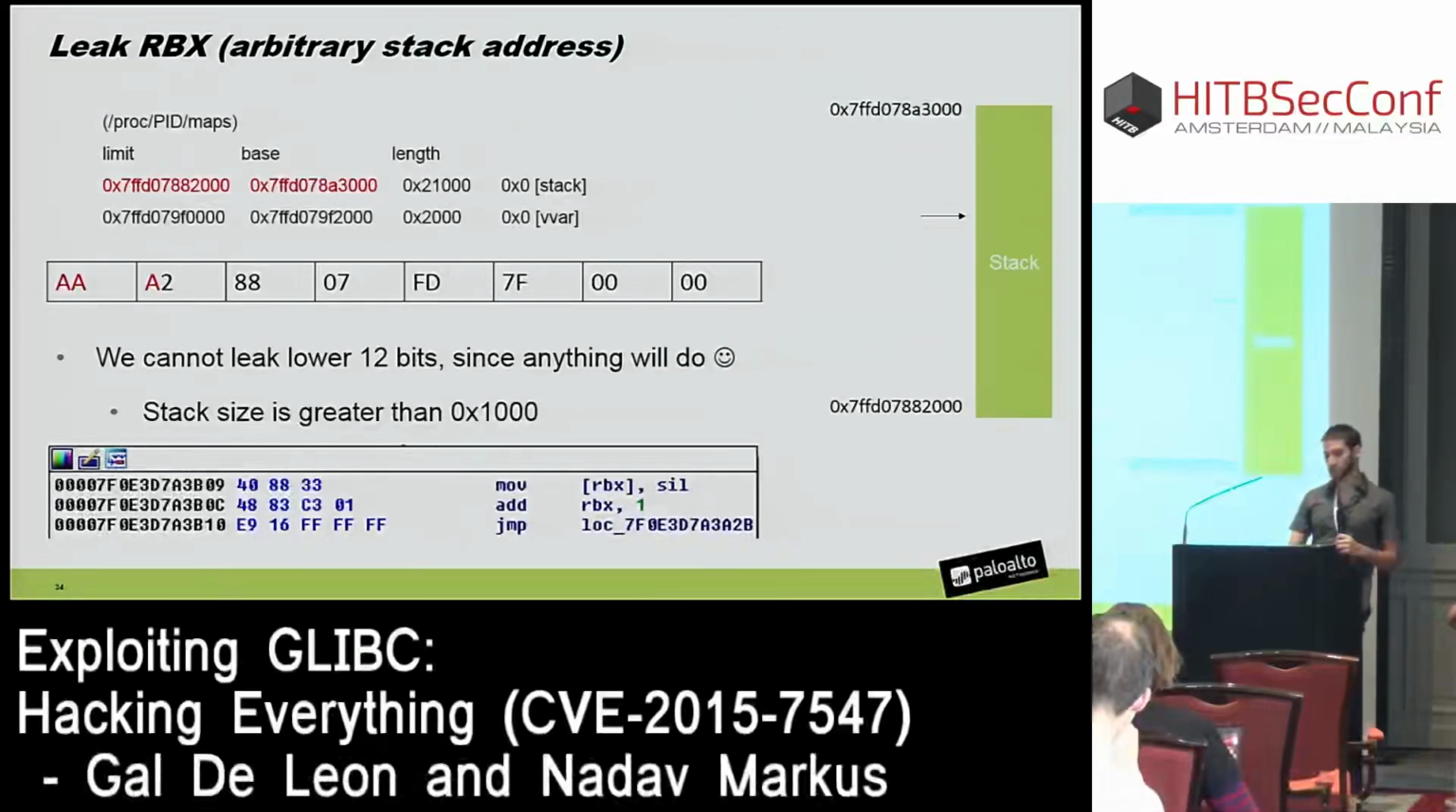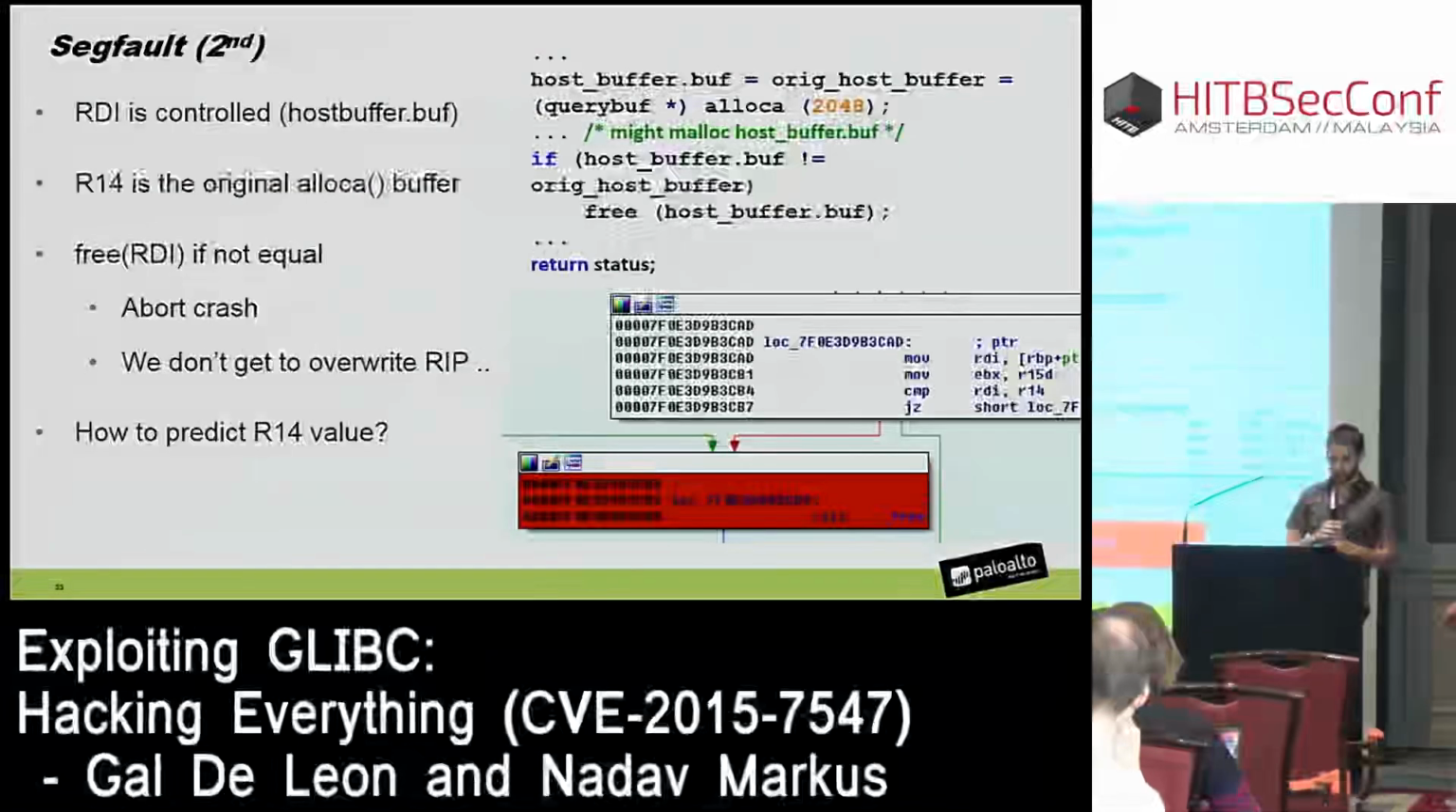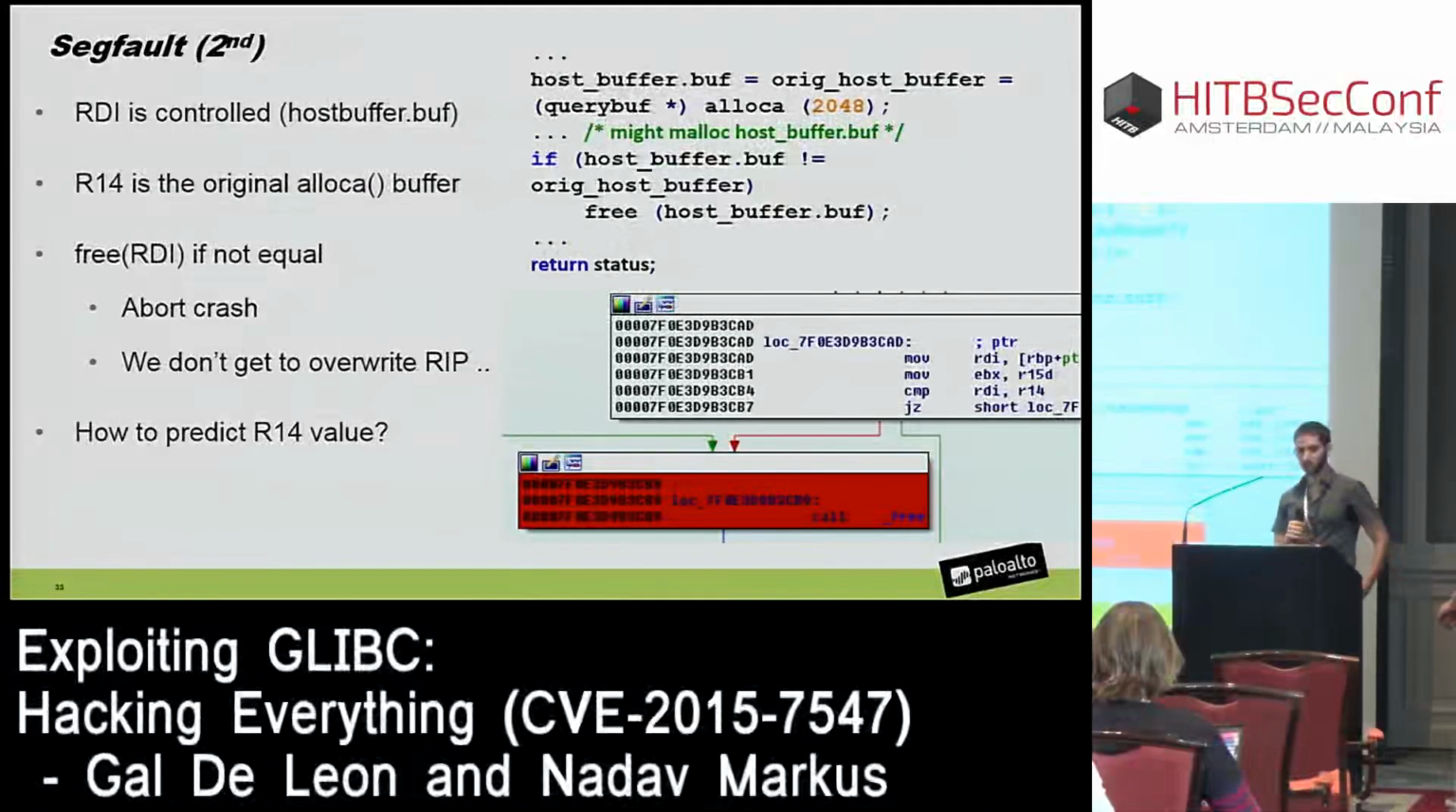However, there are occasions when we do need the exact pointer to be leaked. Let's, for example, take the second segfault that we encountered. Here's a small C code snippet from the libc code. As we can see, hostbuf.buff, which is equal to hostbuf, and the array hostbuf are allocated on the stack. And then, after some internal work is done and before returning to the user, hostbuf.buff is compared with the array hostbuf. And if they are different, a free is performed.